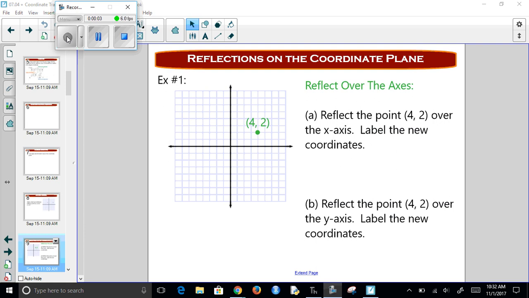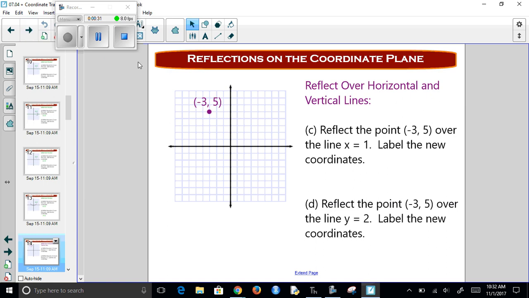Hello, we're going to look at reflections in the coordinate plane. First, if we take (4, 2) and reflect it over the x-axis, it's going to reflect over this line. So if we go to the other side, it's going to be (4, -2). And now if we do that over the y-axis, we change the x, and now it's (-4, 2).